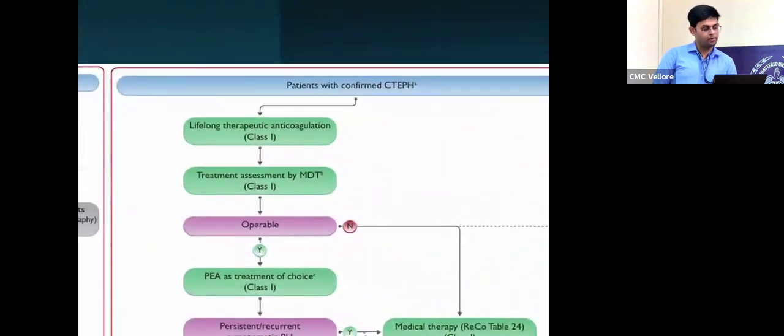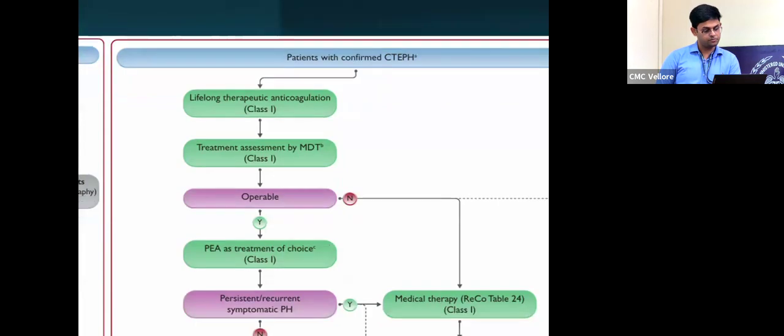CTEPH requires lifelong therapeutic anticoagulation. Again, the debate is between a vitamin K antagonist or a NOAC. NOACs in registries are found to have increased bleeding risk, and in these CTEPH patients, 10% have APLA. So it's better to keep those patients on a vitamin K antagonist.